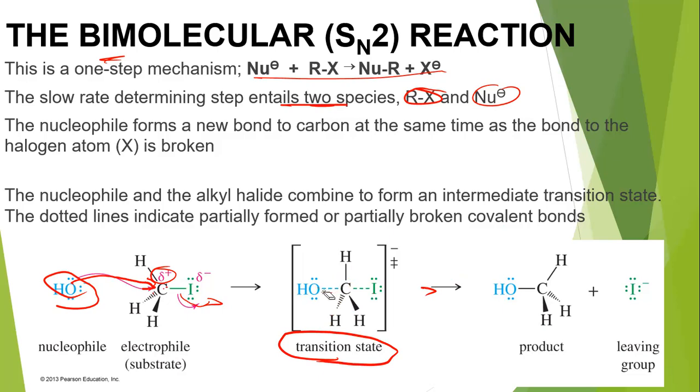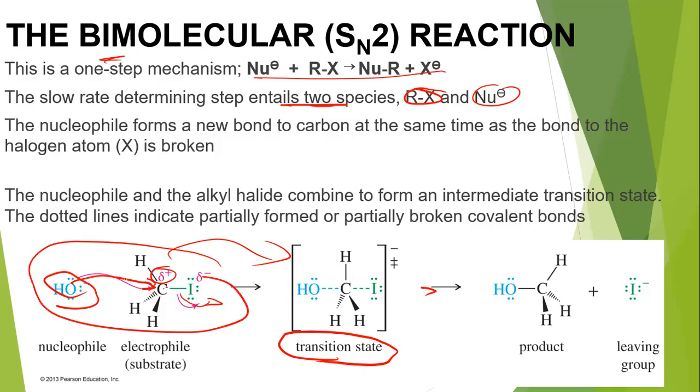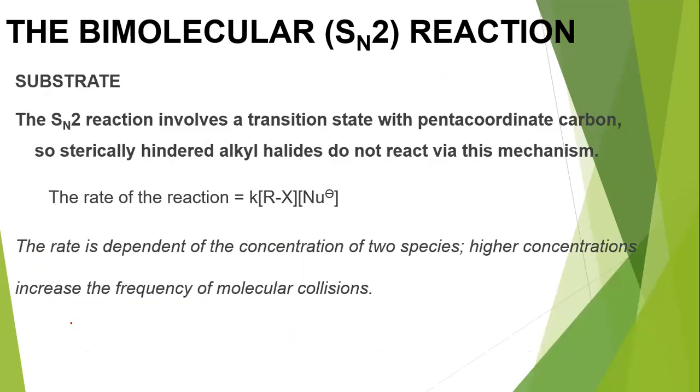So you realize that there's no carbocation intermediate here. There is no carbocation intermediate here. And that is SN2 reaction. You realize that the rate of the reaction is when we are moving from here to here, and then it depends on both reactants. So we are saying that it's bimolecular. Very simple.